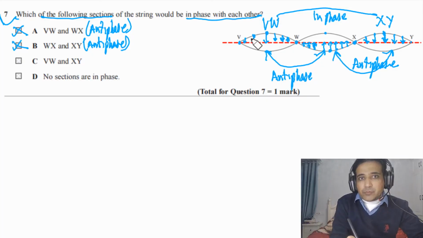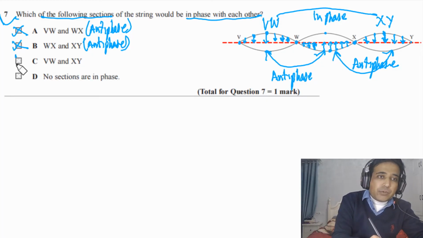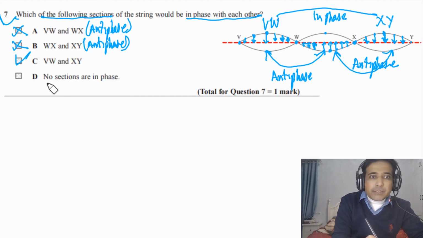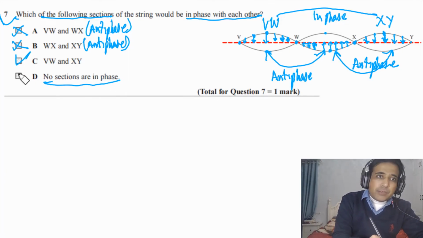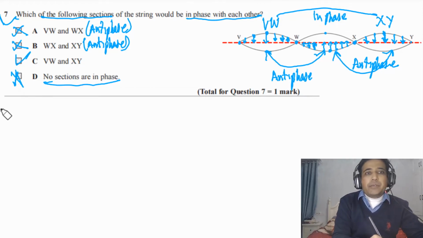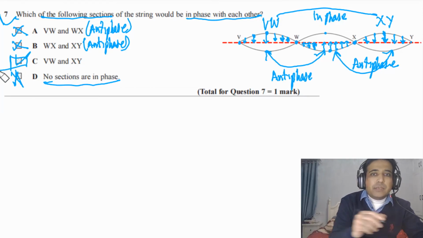VW and XY are in phase, so this is the answer. No sections are in phase, so this is also incorrect. So the answer for this question is C.